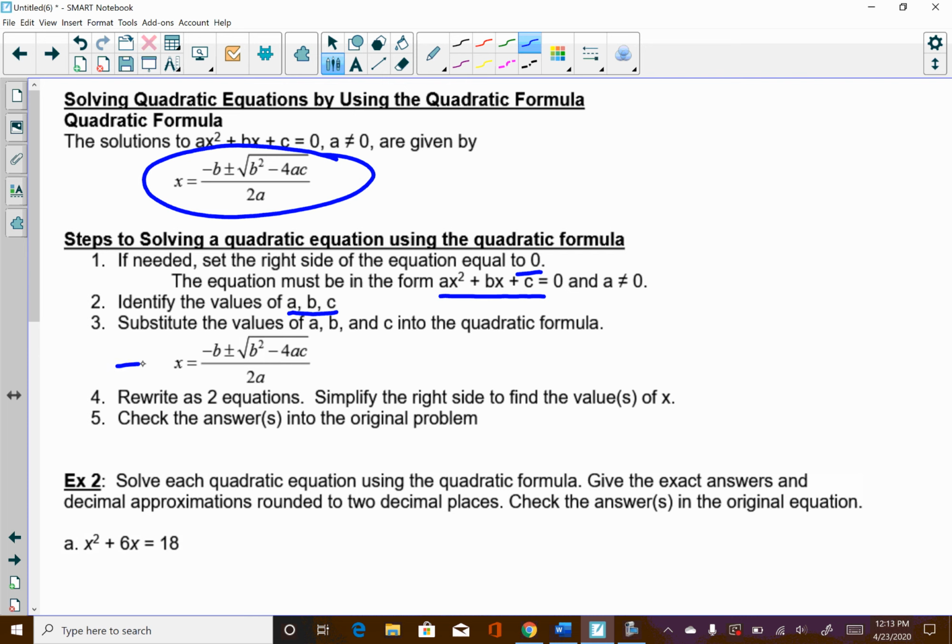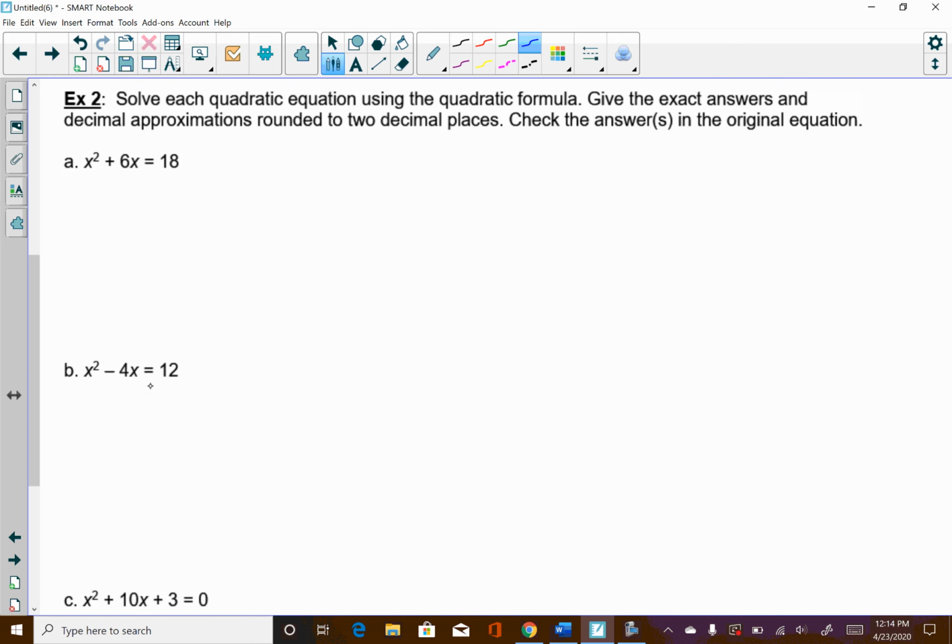So actually here in example 2, I'm going to do A and B with you, and then I'll let you try C. I'm actually going to do B first. Okay, so from the start, it is not equal to 0. It is in descending order, but it's not equal to 0. So the first thing I need to do is get it equal to 0.